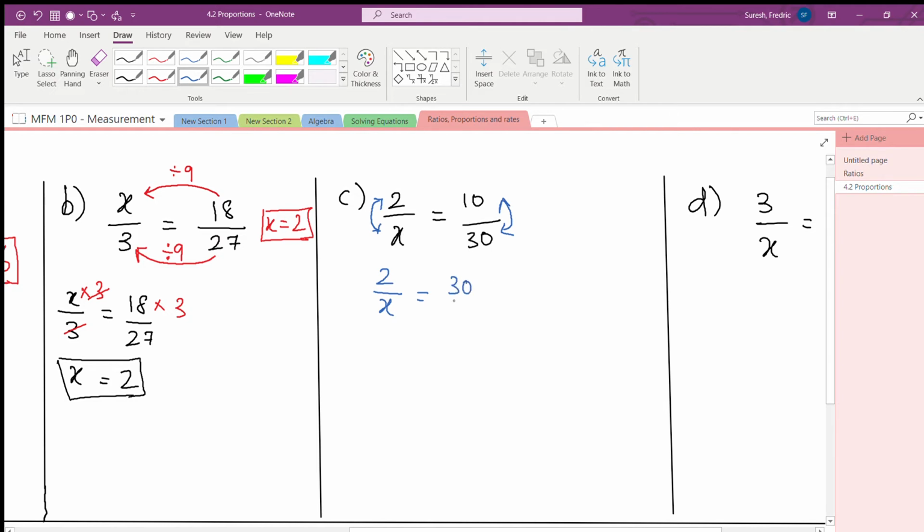So that would be 30 over 10. Oh, sorry, I copied this wrong. So that should be x over 2 when we flip it. So we can follow the same technique as the previous example. So what I'm going to do is multiply both sides by 2, like that. 2 and 2 cancel, and x equals 6.